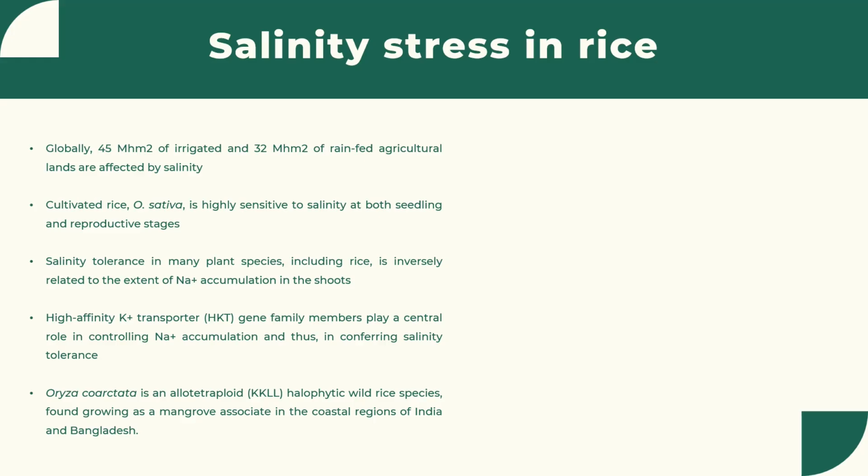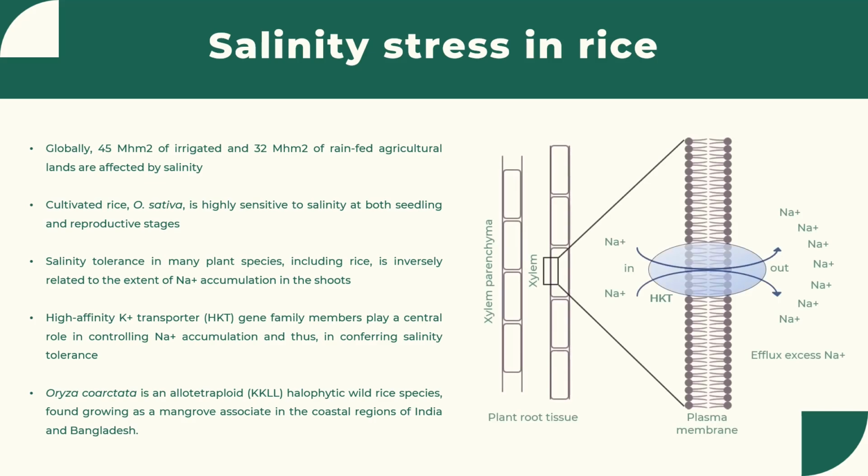Salinity stress is a major concern to plants worldwide. Cultivated rice, Oryza sativa, is highly sensitive to salinity stress. Sodium accumulation in the shoots is one of the main reasons for this salinity stress. High affinity potassium transporters (HKTs) are plasma membrane transporters that release sodium from root xylem vessels, thus regulating or minimizing the sodium accumulation in the shoots.